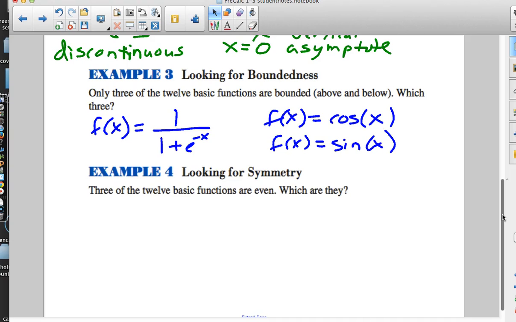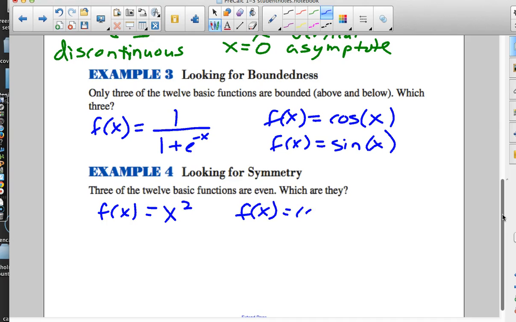Example 4 says 3 of the 12 basic functions are even. Which ones? Which one? Squared. Cosine? Absolute value. Those are our 3.